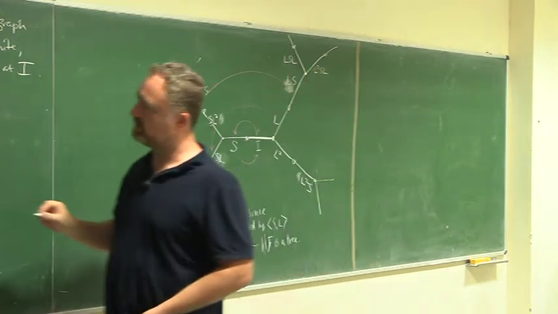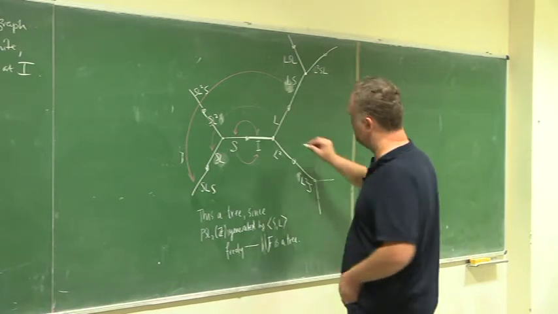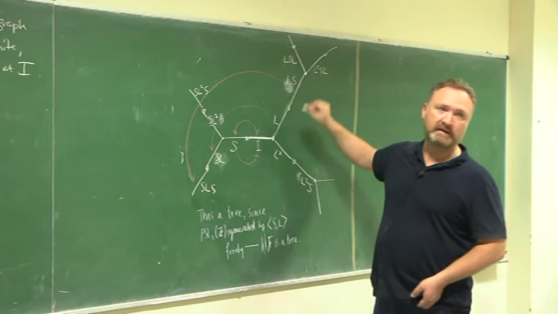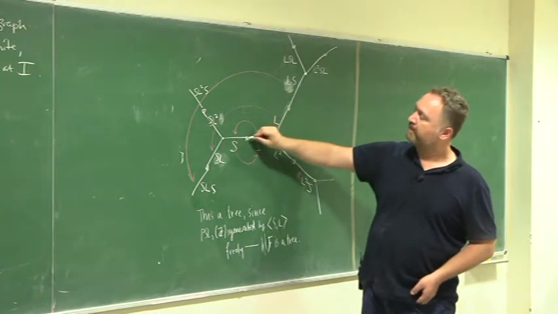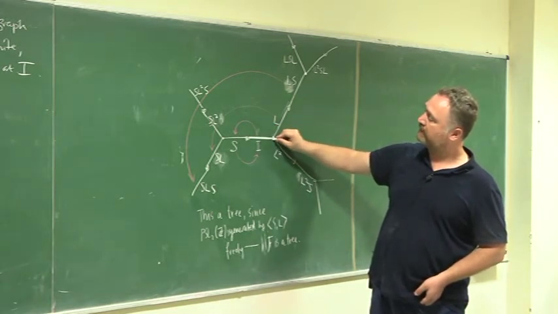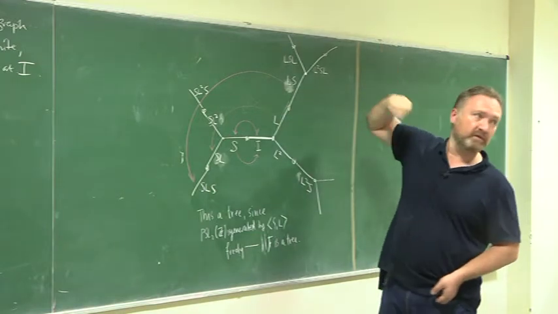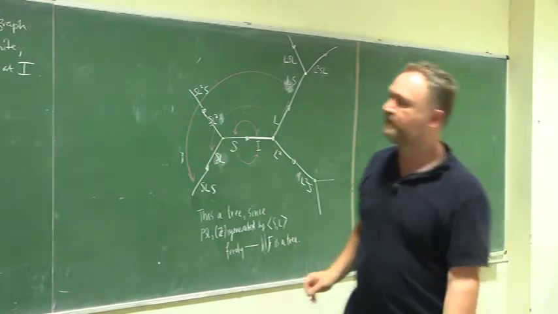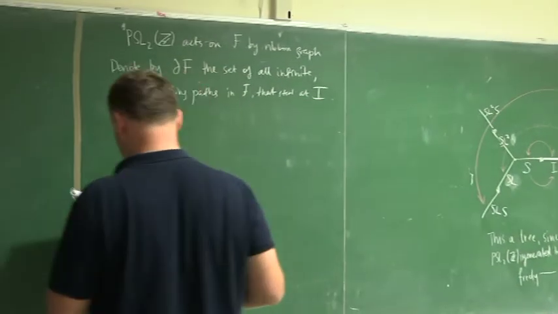I put this condition non-backtracking to avoid strange things such as paths coming here, coming back, going here, coming back infinitely many times, and not leaving this edge anymore. So in order to avoid such things, I don't want my infinite path to do backtrackings like this. It must continuously go towards infinity. So the set of all such paths is called the boundary and denoted by ∂F.